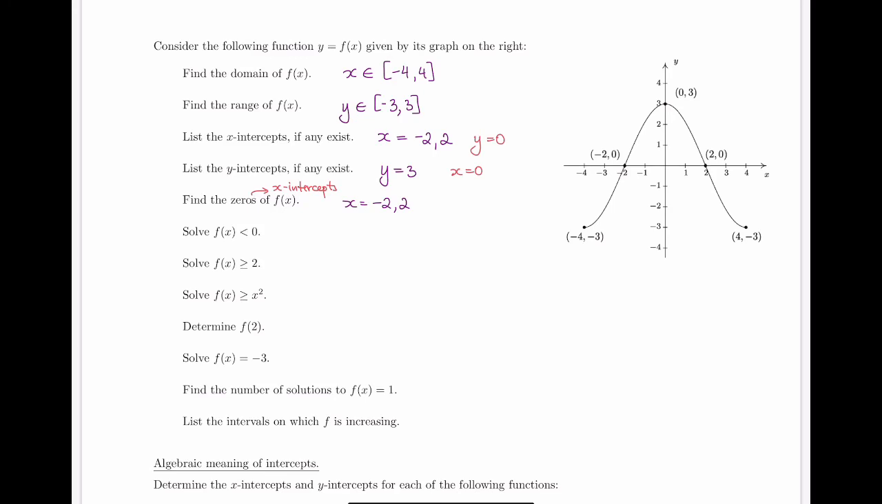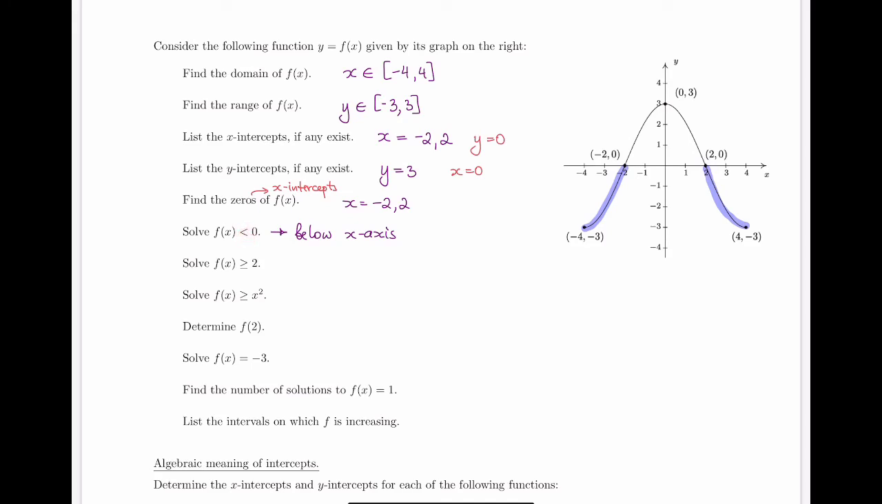Next up is solving when f of x is less than 0. Less than 0 means the function is negative or below the x-axis. So I'm going to have to look at the portions of this function that lie below the x-axis. And of course, I can see that it's this piece and this piece. I'm going to have to write this in terms of the x values. So I'm looking at an interval here and an interval here. And I can see that my inequality here is strict, so I'm not going to include the endpoints.